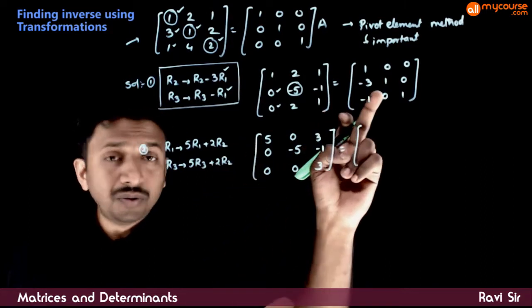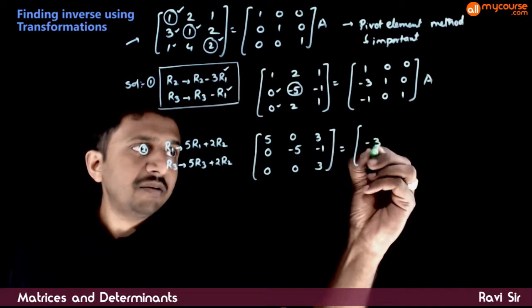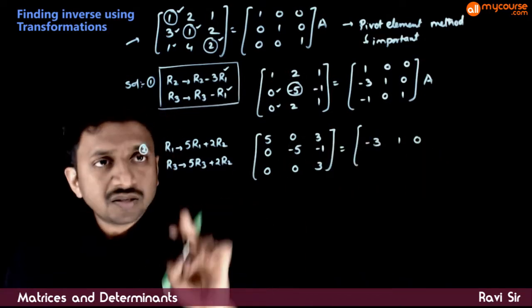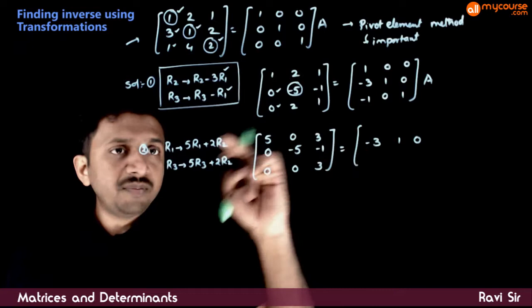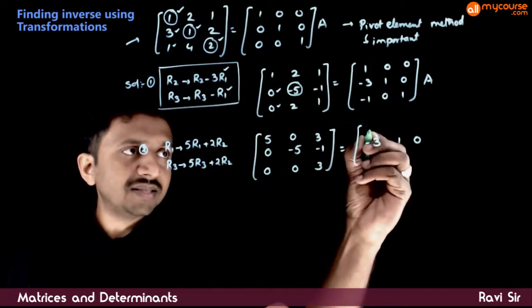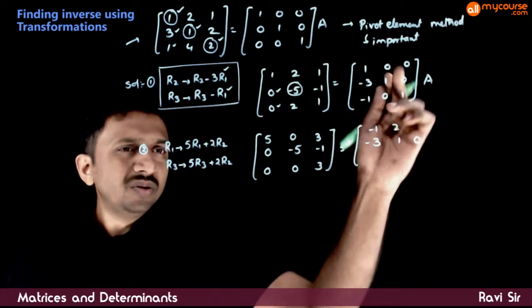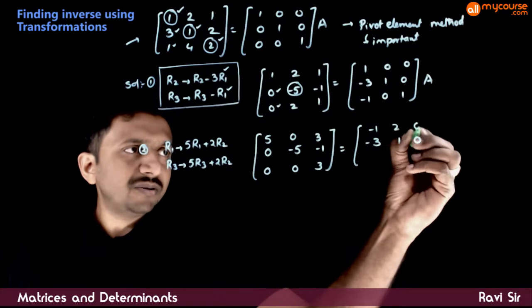So here also you use the same transformation. R2 remains intact, minus 3, 1, 0. So what becomes of R1? R1 becomes 5 times R1 plus 2 times R2. So 5 minus 6 is minus 1. 0 plus 2 is 2. 0 plus 0 is 0.